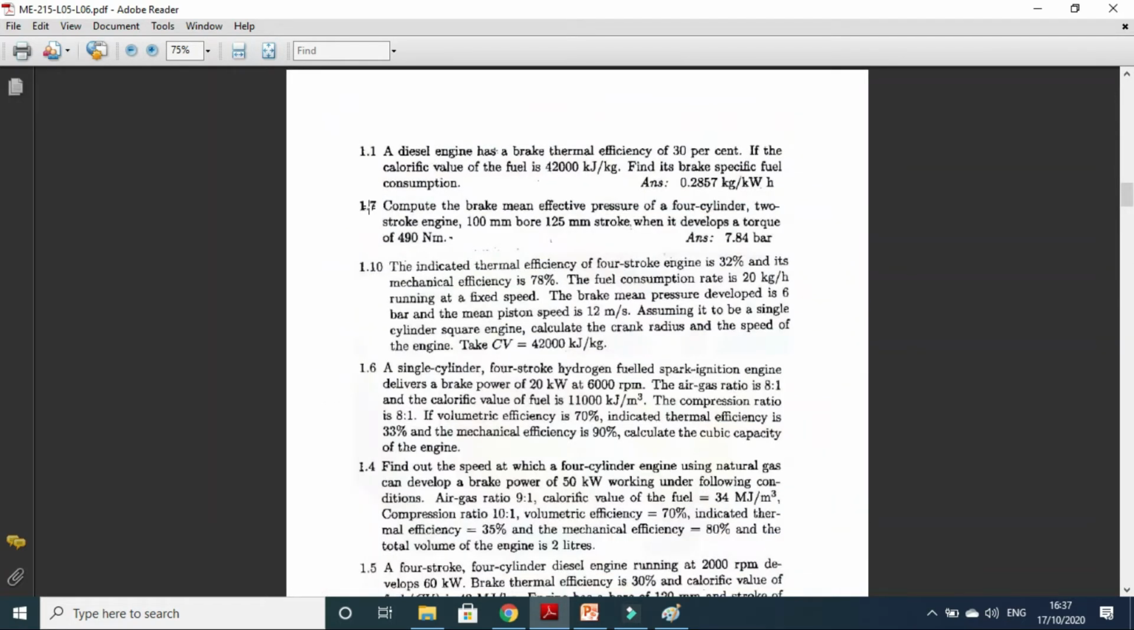Okay, now let's solve the next numerical 1.7. 1.7 is also an unsolved numerical given at the end of chapter number 1. Compute the brake mean effective pressure of a 4-cylinder 2-stroke. 4-cylinder means K is 4. 2-stroke means n will be equal to capital N. 100 millimeter bore, so D is 100 millimeter, 0.1 meter, and 125 millimeter stroke. The stroke is 125 millimeter, so it will be 0.125 meter. When it develops a torque of 490 Newton meter.